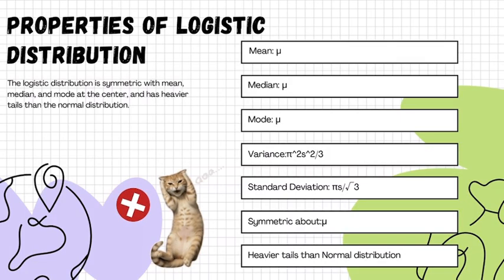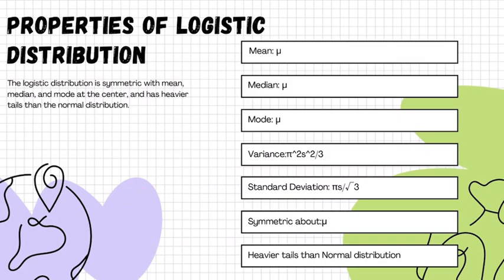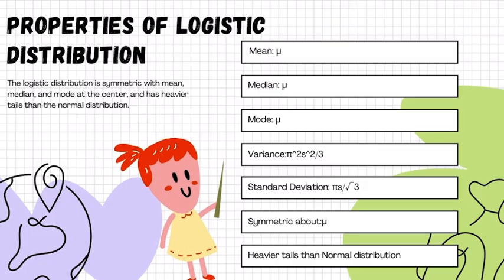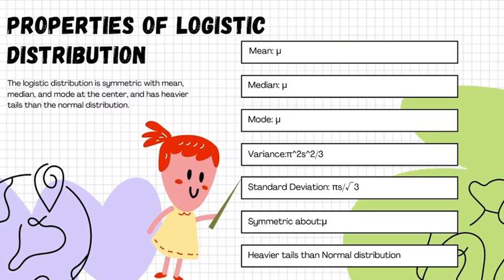Don't worry, it's actually very easy to understand. Think of logistic distribution like a bell-shaped curve, similar to the normal distribution, but with a small difference. First property, center values. You will notice something interesting.